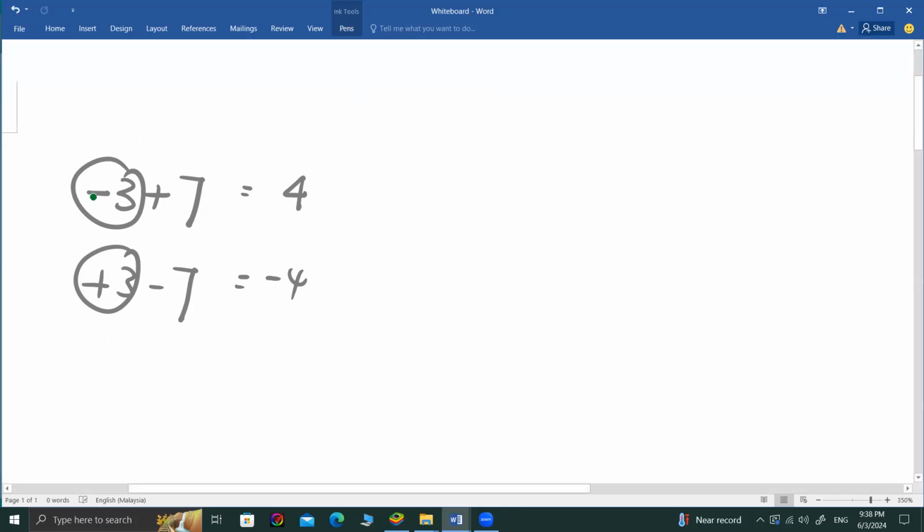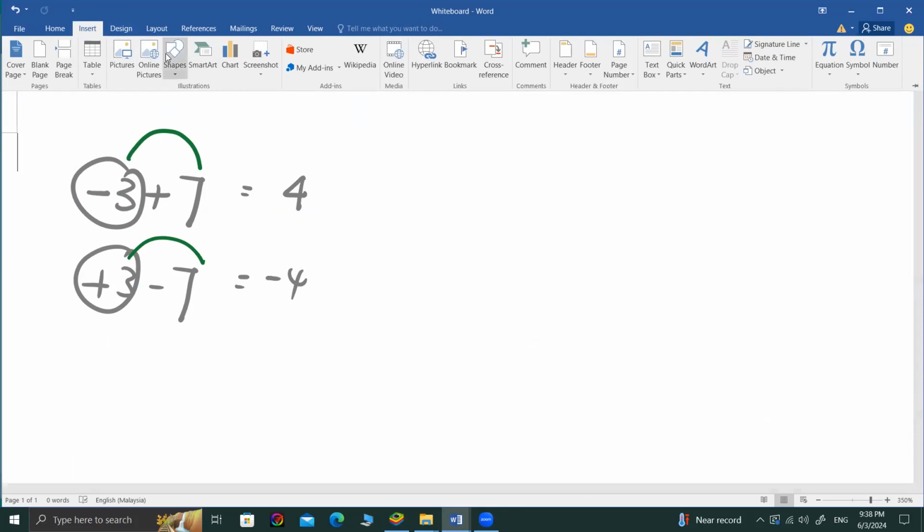When you have one negative, one positive, tak kira di mana, it doesn't matter where. You find the difference. Then the difference is 4. The difference is 4. Okay, so class, I ask you one question.